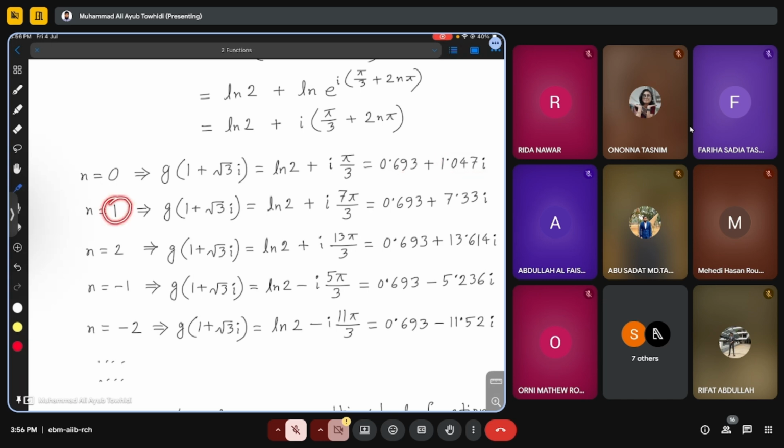Take n equals 1, it will become 7 pi by 3, 7.33. Take n equals 2, it will become 13.614. So this, are they the same value or different?